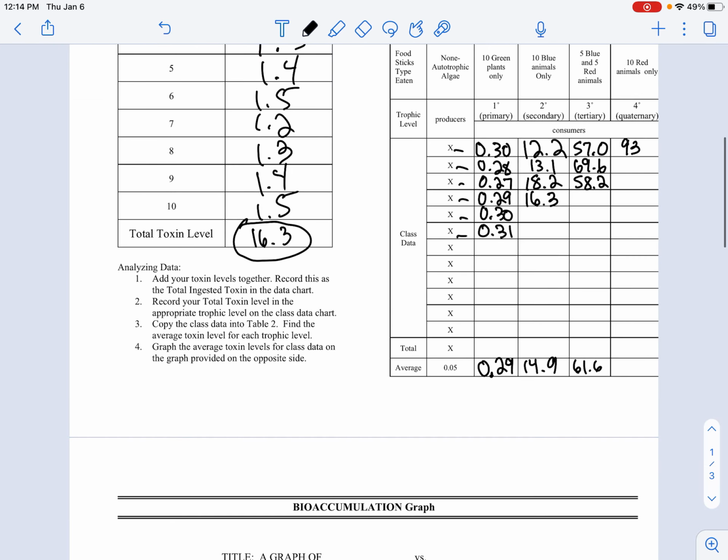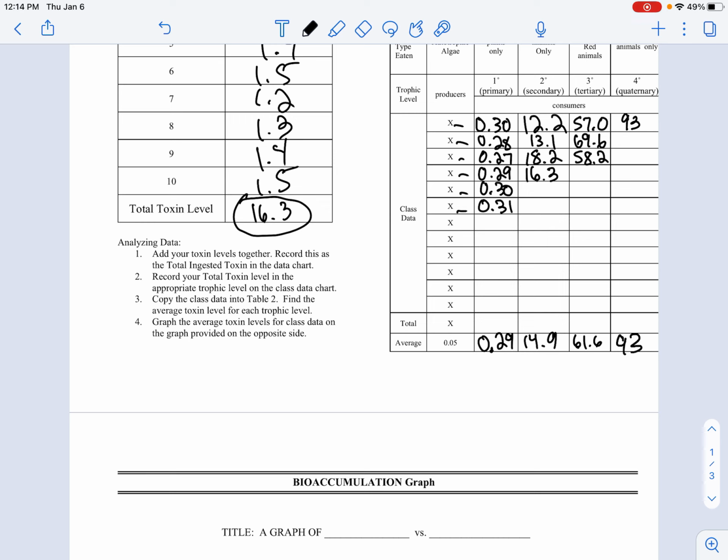All right, and the last one. Because it was just our lonely great white shark, Josie's pet great white shark, we only had one. So the average of one number is that same number, so you're just going to have that as 93.